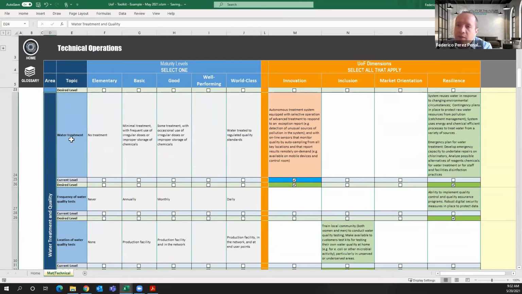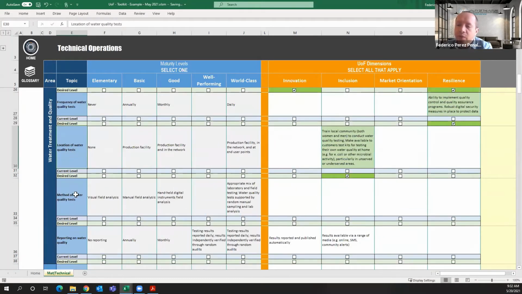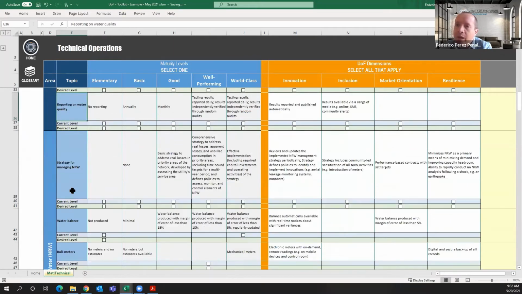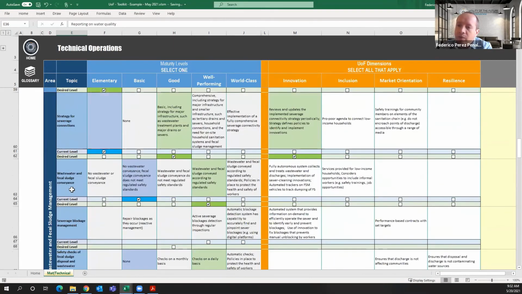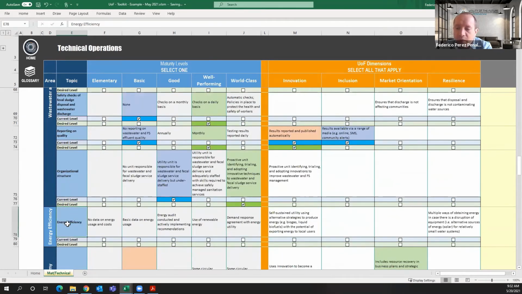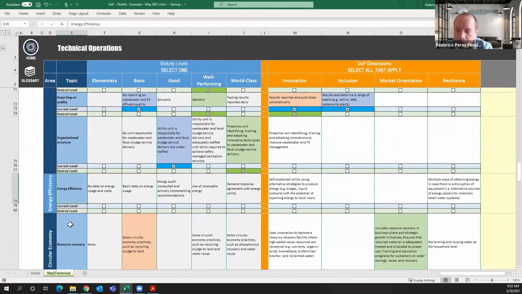You will have again different topics related with water quality, treatment, frequency of quality tests, methods for quality tests, reporting on water quality, etc. Also, you will find here energy efficiency, which is really important in this moment, and we are actually working, and it will be great to hear your feedback on some of these practices. We are working to improve our content related with energy efficiency, with climate change, etc.